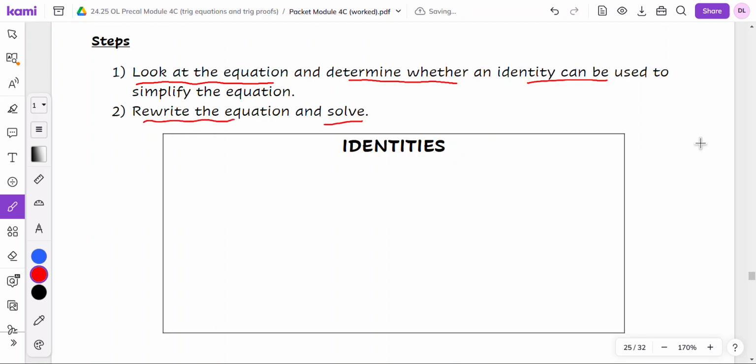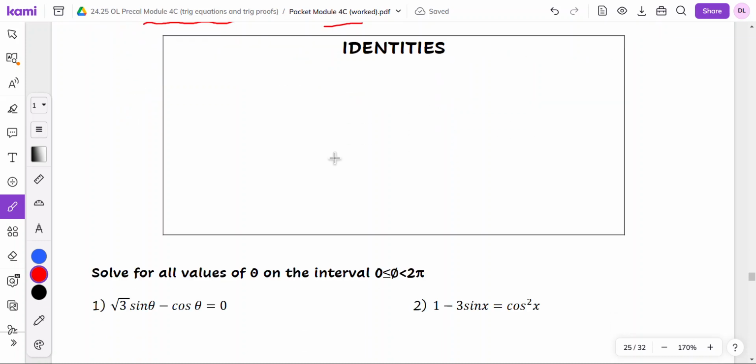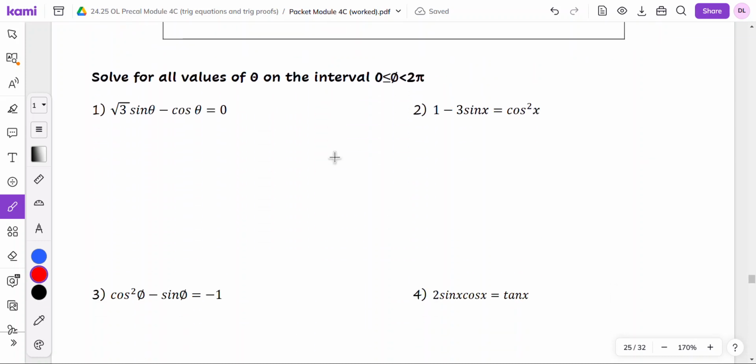There's a variety of identities. We'll come back and list them out towards the end, but let's go ahead and do our work. So let's say I want to solve here the square root of 3 sine theta minus cosine of theta is equal to 0.